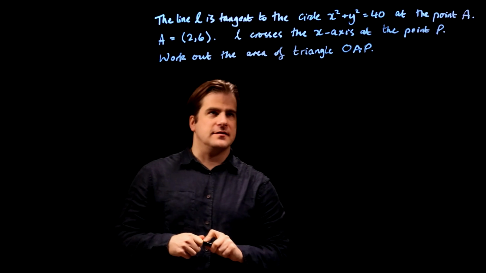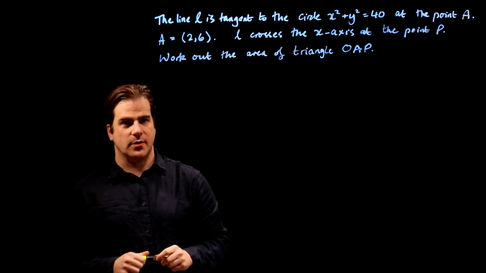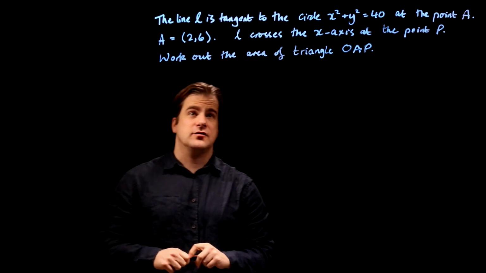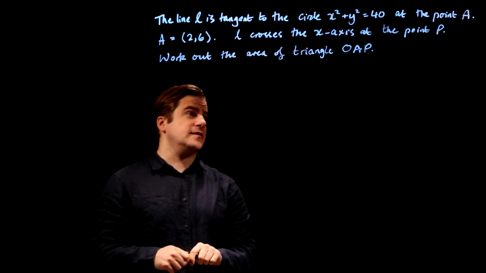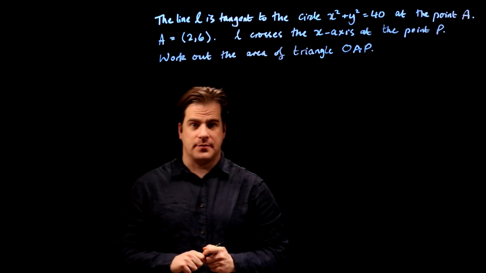Okay, the line L is tangent to the circle x squared plus y squared equals 40 at the point A. A is (2, 6). L crosses the x-axis at P. Work out the area of OAP.